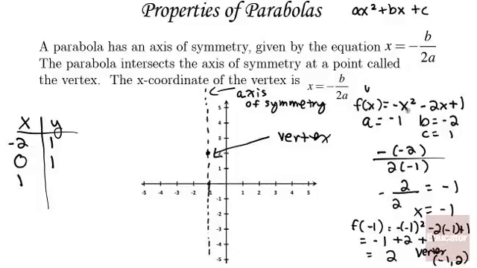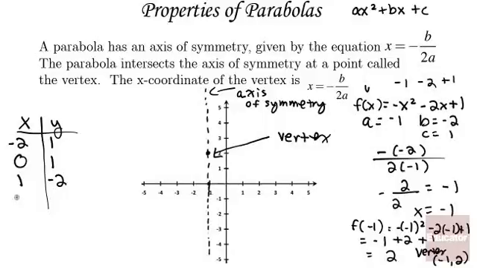When x is 1, this is going to give me negative 1, and this is going to give me positive 2. So it's going to be negative 1, minus 2, plus 1. That's going to come out to negative 2.